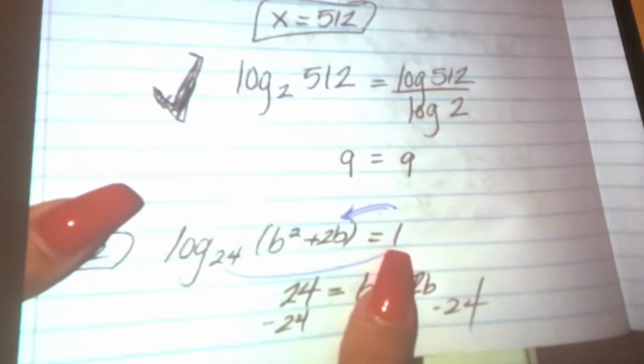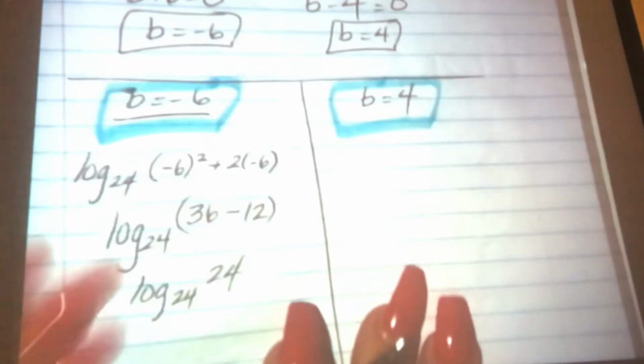What are you hoping this whole thing equals? 1. So how do you do the change of base theorem again? What do you do with this? Log of 24 over the log of 24. What's 5 divided by 5? What's 100 divided by 100? What's the log of 24 divided by the log of 24? So far, b equals -6 totally works.